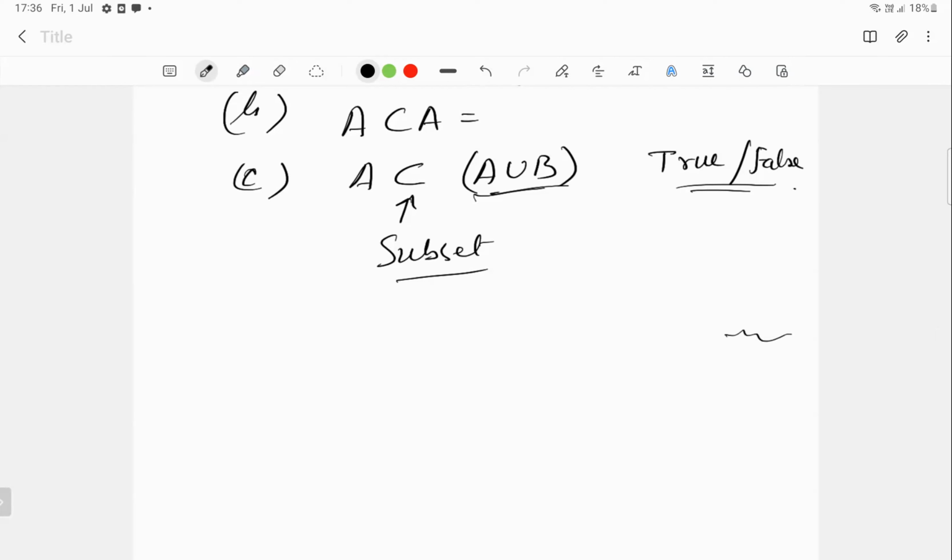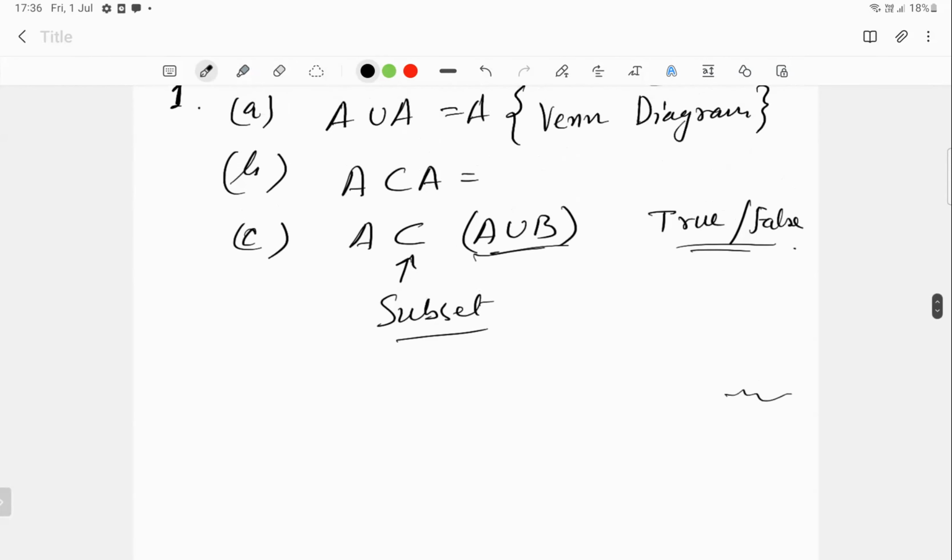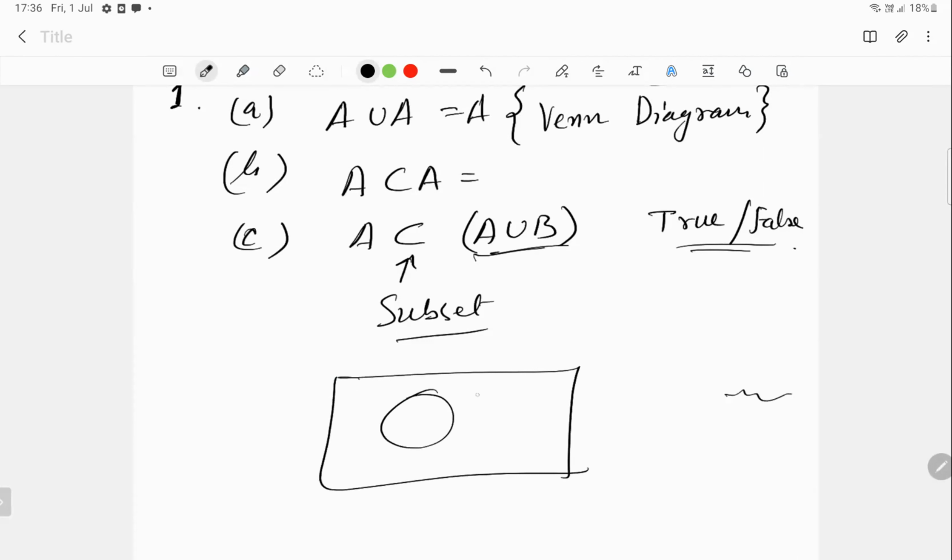Yes, both will be. You are trying to picturize the Venn diagram for me, right? Then that means A is a part of it. You understood? Let's draw the Venn diagram, then we'll understand. So this is A and B. Now, when we are writing A union B, what is A union B? Everything, right? This is A union B. Now, A is a subset of this one. B is also a subset of this A union B.